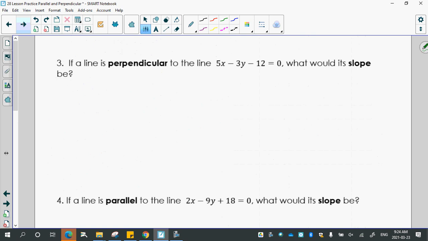If a line is perpendicular to that line, what would its slope be? This is often in your EQAO, although they give you 4 choices for the slope. Instead here we're just going to find it out instead of having a multiple choice. Does anyone have a plan on how we could do this question? William? Solve the equation, so get y by itself so we know the slope. And then once I know the slope of this line, what am I going to do for a perpendicular? Flip it and change the sign. Opposite sign. Perfect. Okay, that's the plan. Go ahead and try it out.